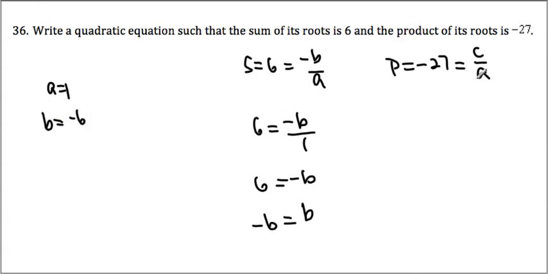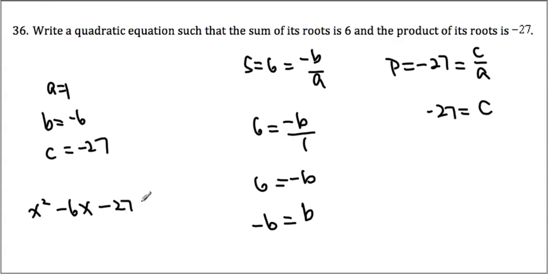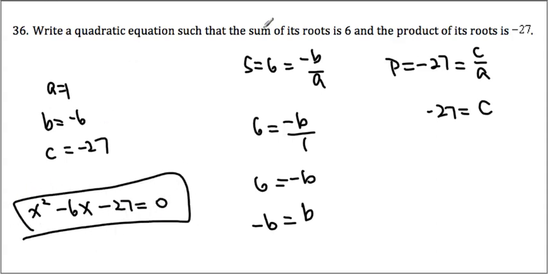How about c? What if a equals 1? Then negative 27 would have been equal to simply c. And that's done. c is equal to negative 27. So the quadratic equation would have been x squared minus 6x minus 27 equals 0. That is a quadratic equation that satisfies the given condition.